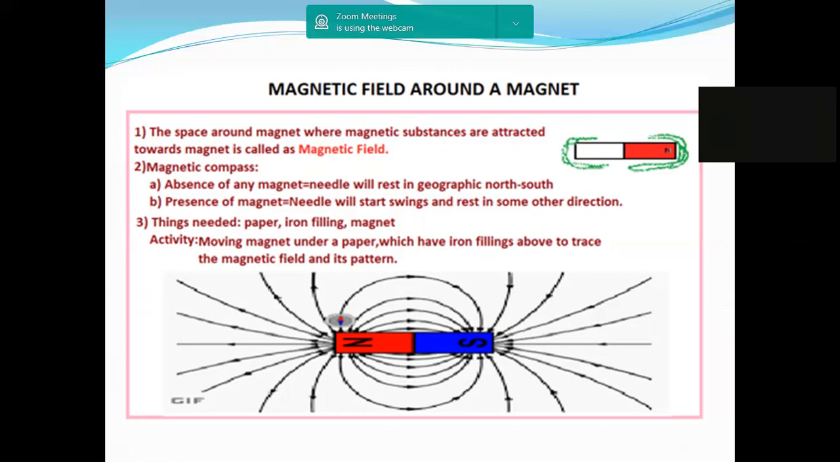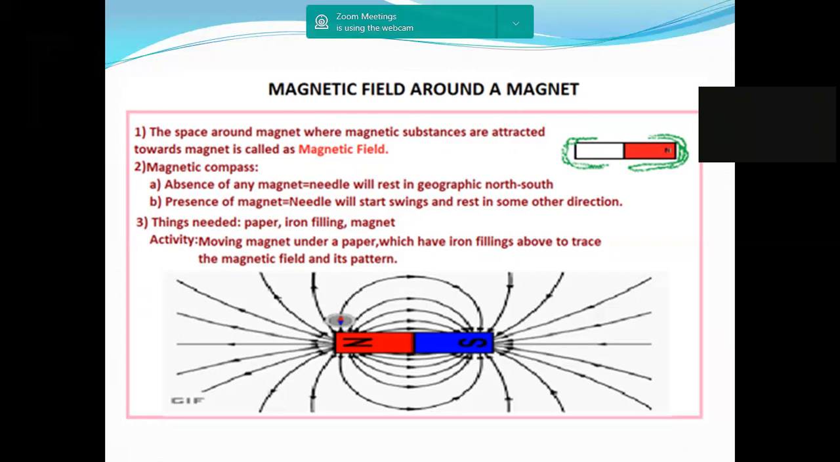When you place another magnet near a magnetic compass, the needle will automatically start swinging in different directions, and then it will rest. But when there is no other magnet kept nearby the magnetic compass, the needle will rest automatically in the geographic north-south direction.